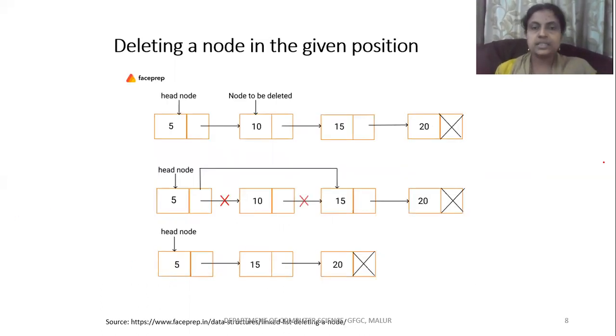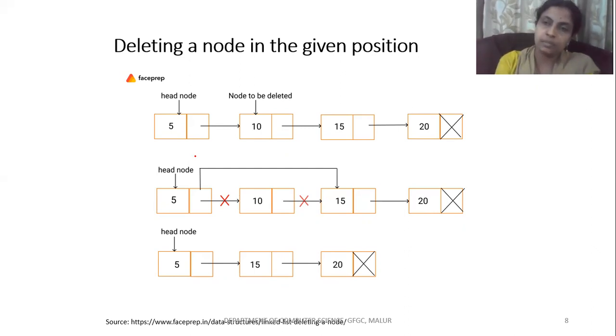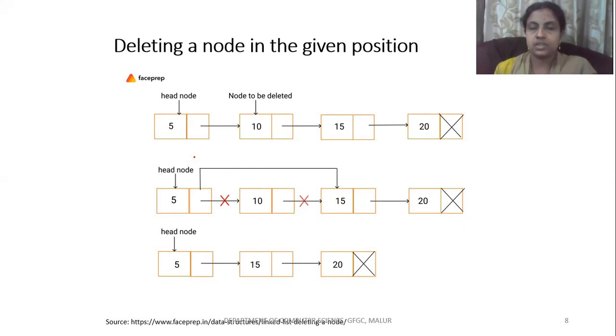So the next is deleting a node at a given position. Given a position means you should know, you need to move to that particular position, delete that node, and take the address of the particular node you want to delete. For the previous node's address, specify the next node's address, bring it and place it in the previous node. See this example diagram, you will understand.